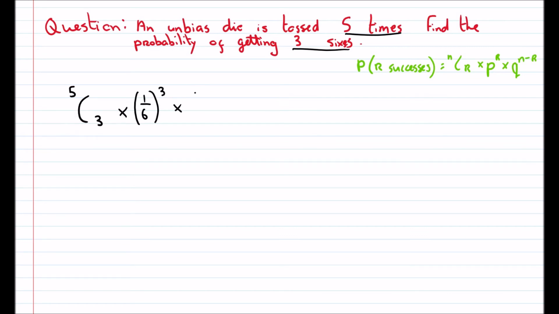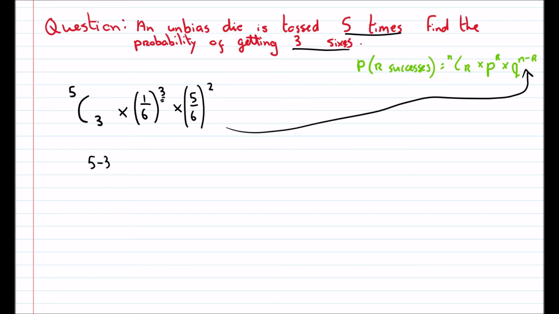Okay? Multiply by the probability of success. It's a fair die, so it's 1 out of 6. And I want to get that 3 times. And if I only get success 3 times, then I must get not success. So the chances of not getting a 6 is 5 out of 6. And if I get success 3 times, well then obviously I must get not success 2 times. If we look over here, you'll see that it's n minus r. N minus r would be 5 minus 3, which is actually 2.